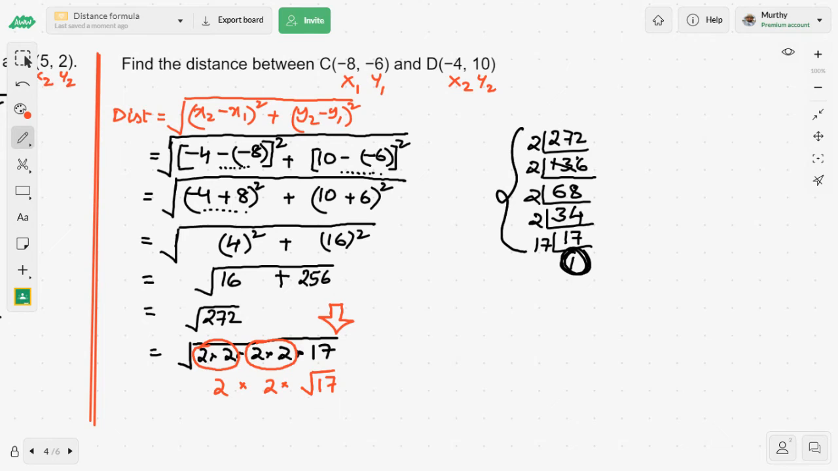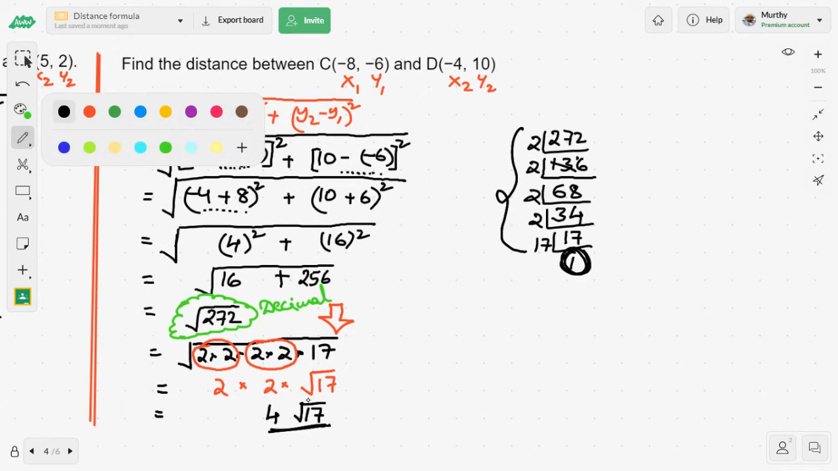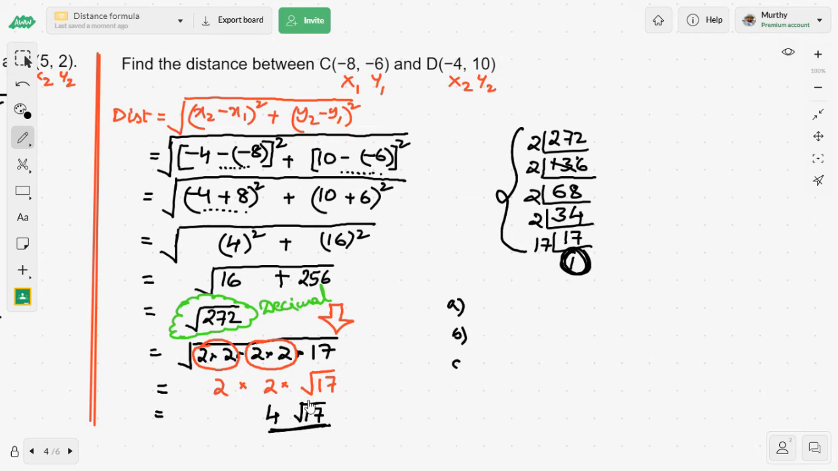Therefore 2 times 2 times 2, that gives me 4, and the square root of 17. This is the answer. As I told you before, in case you have any difficulty, suppose it is a test, you may stop working here and you can convert this into a decimal value, and you look for the options. What kind of options are given, like A, B, C, D, like say 2 root 17, 3 root 17, 4 root 17, then 5 root 17.